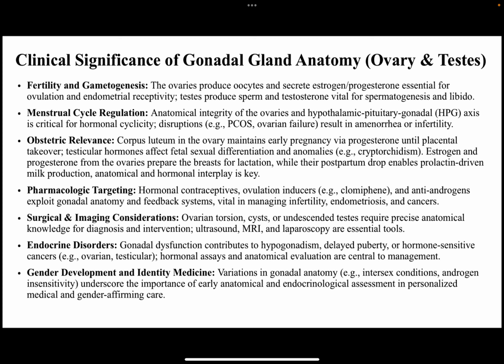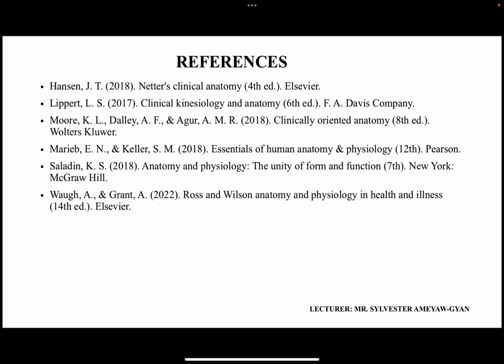Okay, it will also help you to understand endocrine disorders, like disorders of the ovary or the testes, that is, testicular disorders. Is that okay? And then it will also help you to understand the variations between the male gonads and the female gonads, so that you know how to properly conduct an assessment. So when you're assessing a female with an issue relating to the gonads, you know how you are going to do the assessment properly.